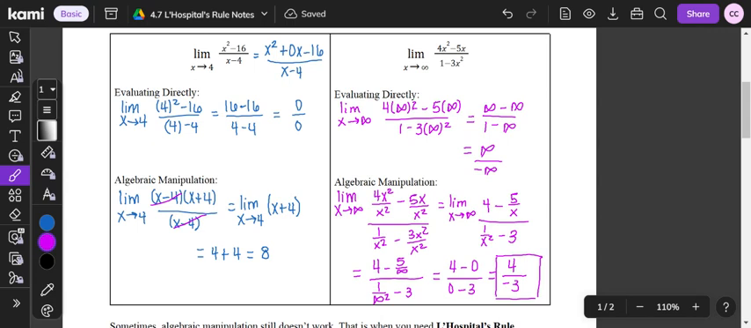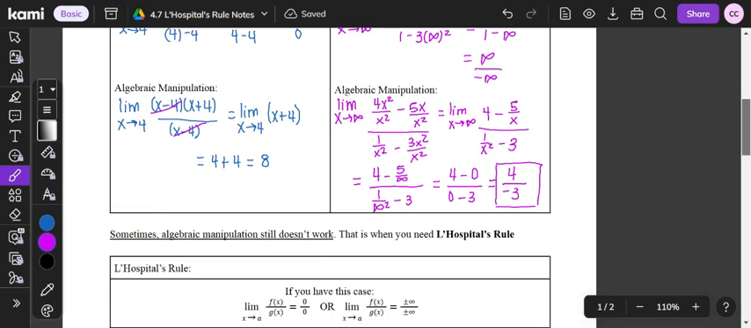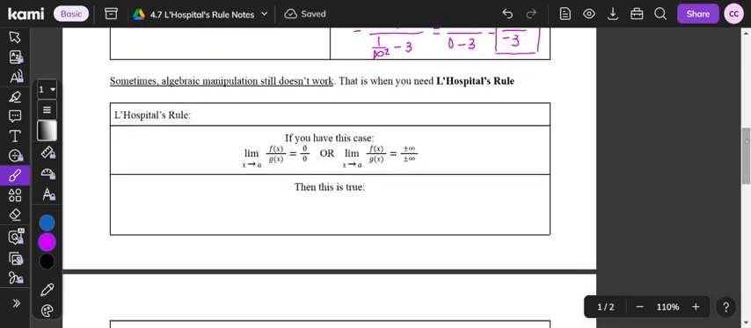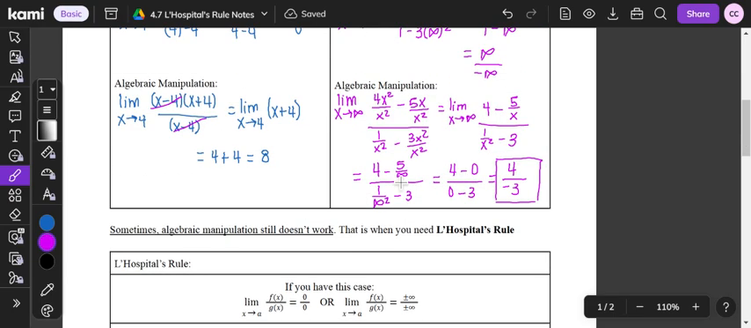So once again, we had an indeterminate form. We did some fancy math to it. We got an answer, even though it looked like all hope was lost. Now, the problem you guys are going to run into is either A, sometimes algebraic manipulation doesn't work, or B, sometimes it's just really hard to do, like this. This is kind of a difficult concept.